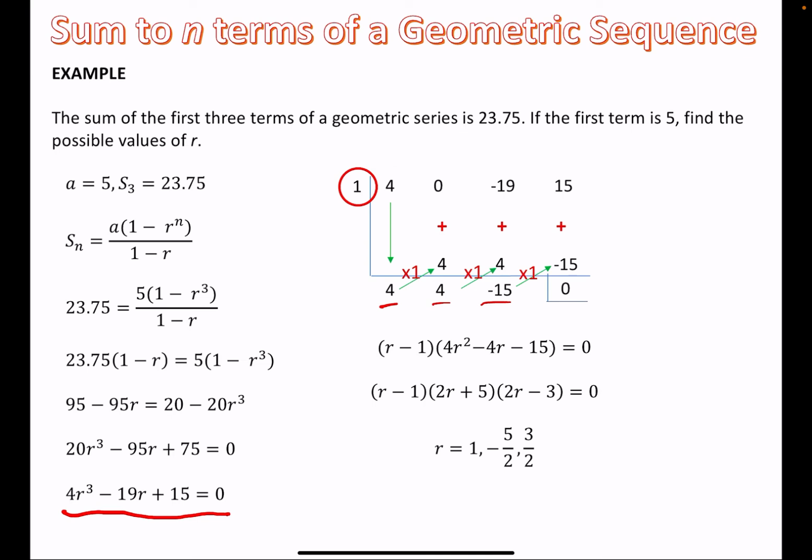However, this is not entirely finished because there's an issue with the fact that r could be 1. Because if it's a geometric series, r cannot be 1. If it was 1, then it would just be the same number again and again and again. It wouldn't even be an arithmetic series. So we have to make that clear. r cannot equal 1, therefore the possible values are the other 2, minus 5 over 2 and 3 over 2. So again, a lot going on in that question, but nothing you guys can't handle.